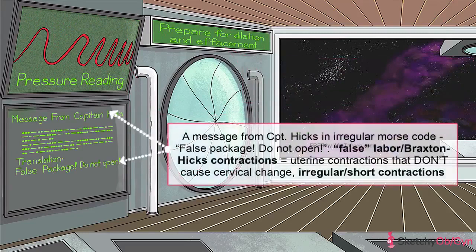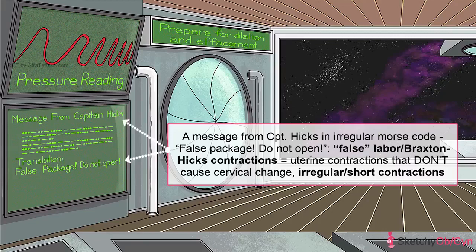False labor, on the other hand, also known as Braxton-Hicks contractions, are uterine contractions that do not cause any cervical change. These contractions are usually shorter in duration and irregular, as in they don't come at regular intervals. This is a tricky one to tease out, but you can remember it with Captain Hicks's irregular-looking message that's reminding us not to accept any false packages.